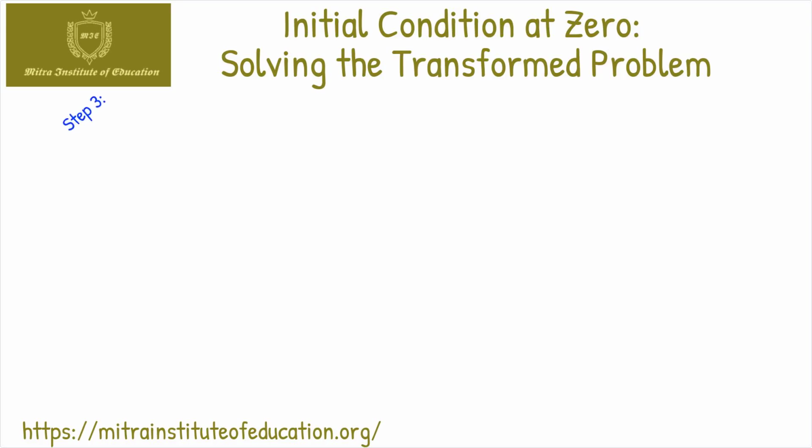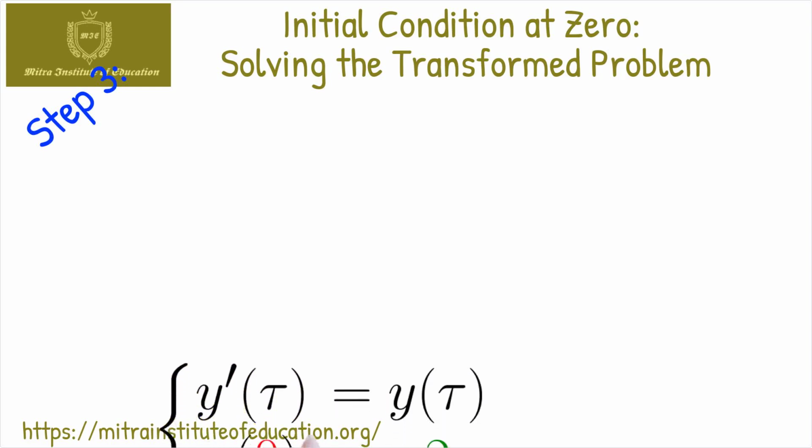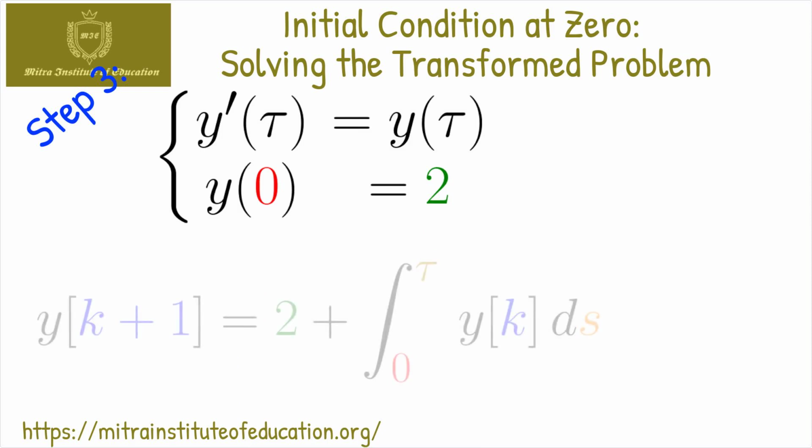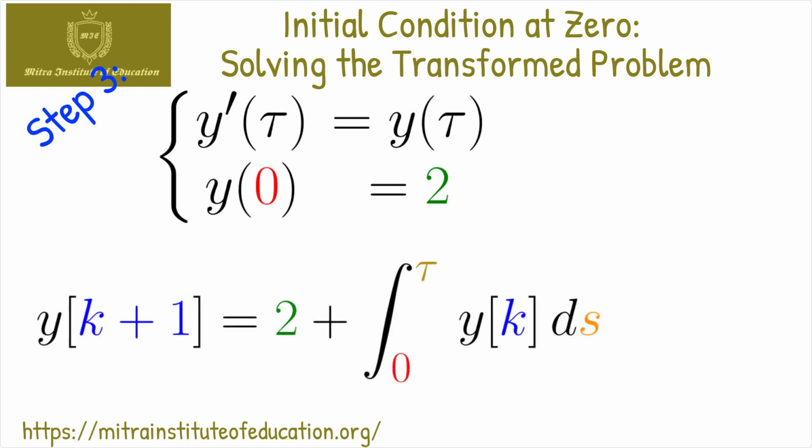Now, we have successfully transformed our initial value problem, and the initial condition is now at 0, which simplifies the problem. With the initial condition at a convenient value, 0, we can solve the problem just like we've discussed in previous videos, using integrals with lower bounds at 0. This allows us to apply the methods we've already covered and efficiently solve the differential equation.